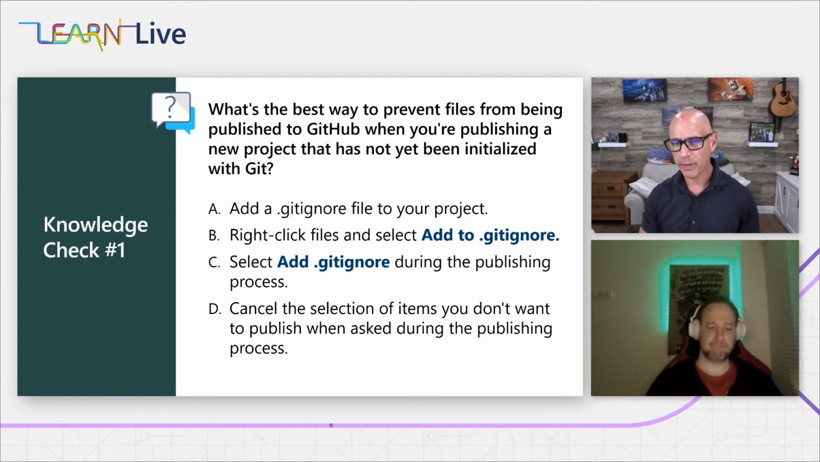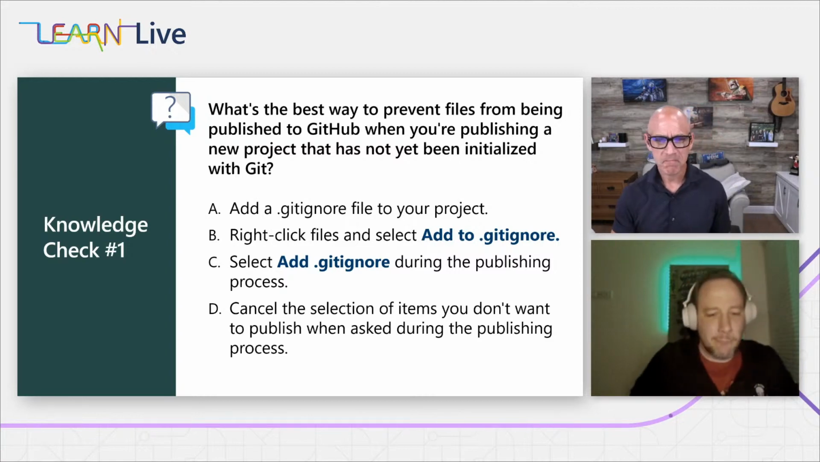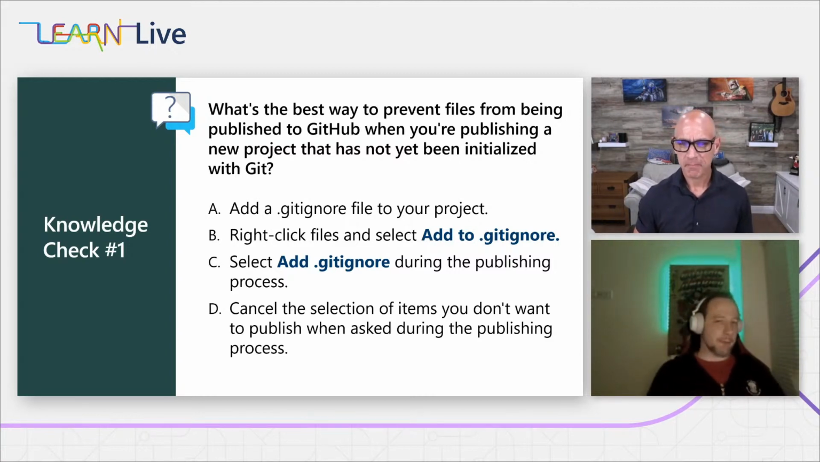Peter, were we even offered the option of adding a gitignore file after we published? I don't remember, but I was checking feedback from our audience, so I might have missed it. Yeah, it didn't ask me if I wanted to do that. So I'm going to say no. Right-click the files and add to gitignore. That is a thing you can do. I happen to know that, but again, we're publishing already, so that's too late. So it's not B either.